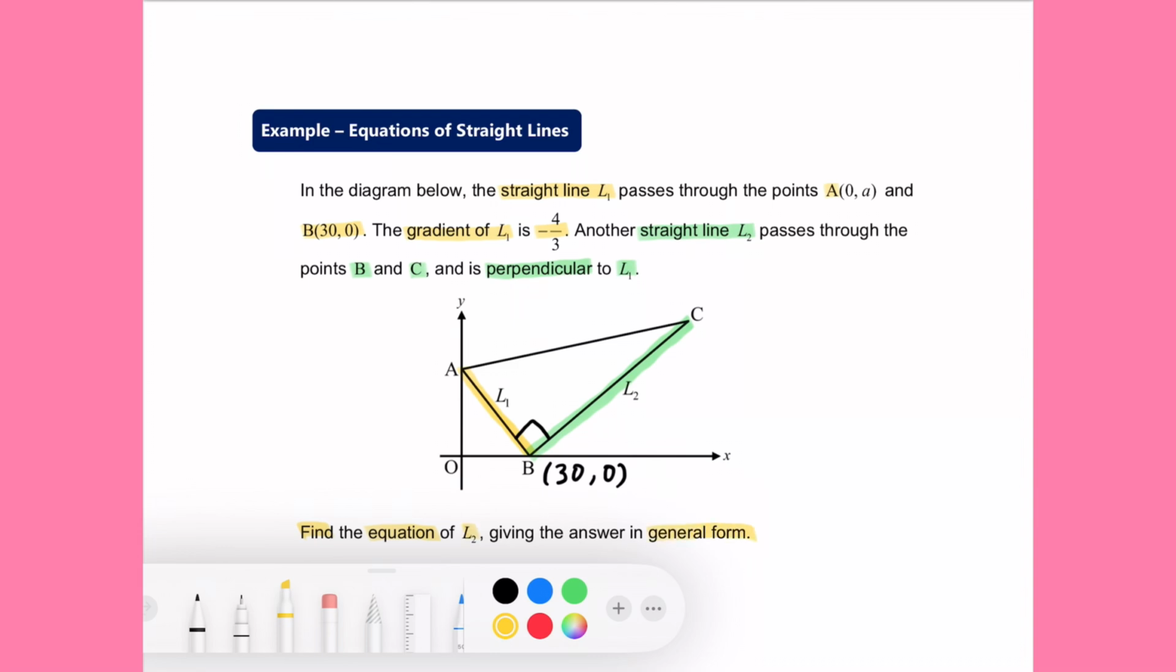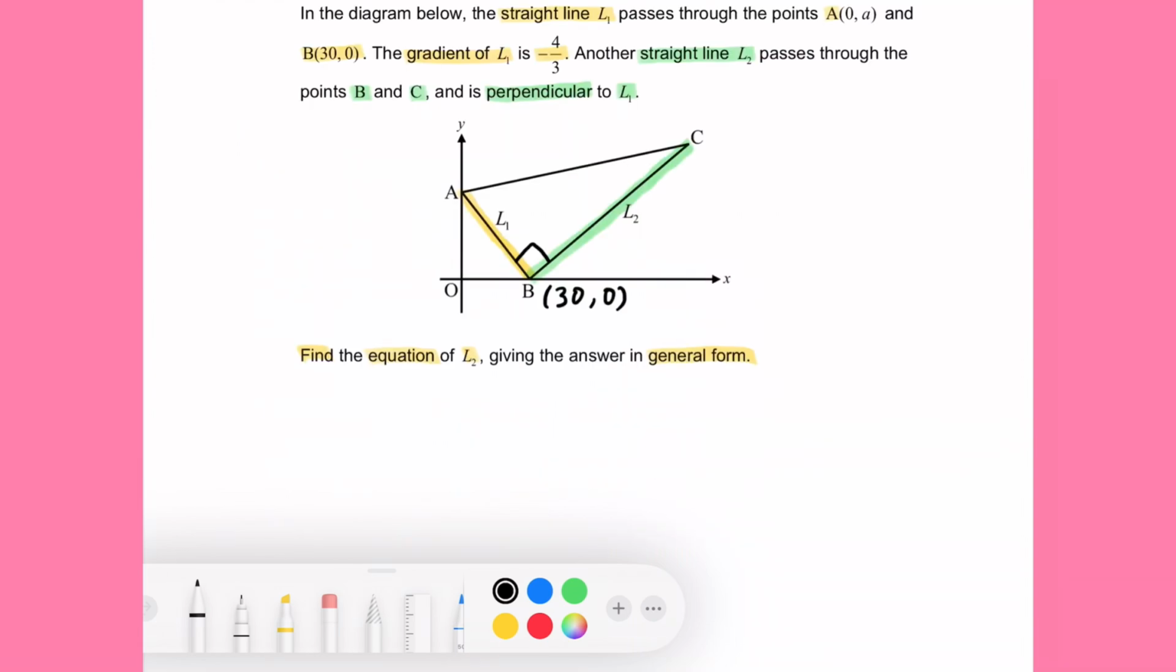answer in general form. Every time if we wish to find the equation of a particular straight line, we need its gradient as well as the coordinates of one of its fixed points. And from the diagram, as we know that the line L2 passes through the point B, at least we have x1, y1 equals to 30 and 0. And we also need the gradient of L2.